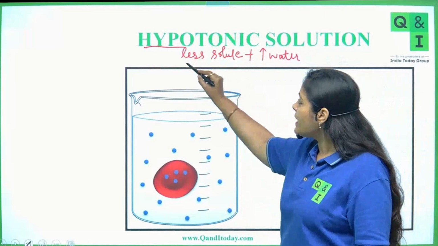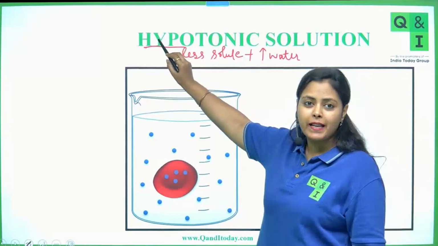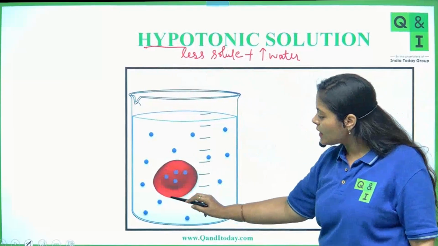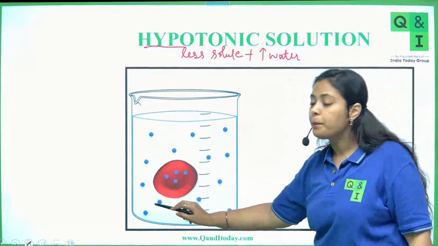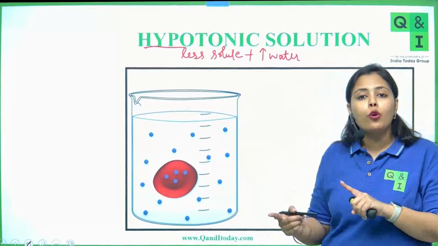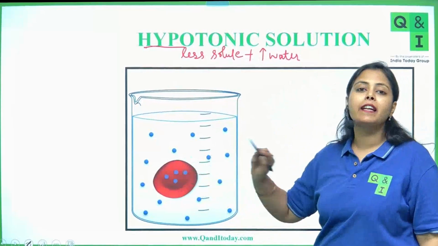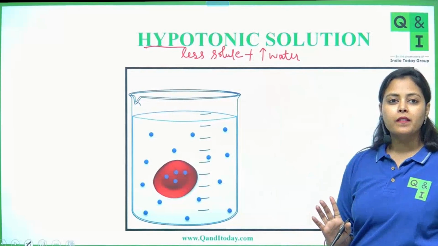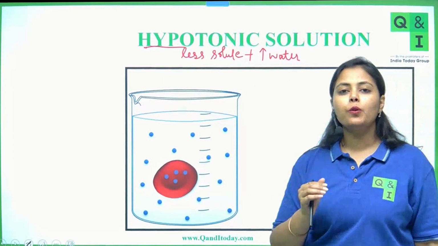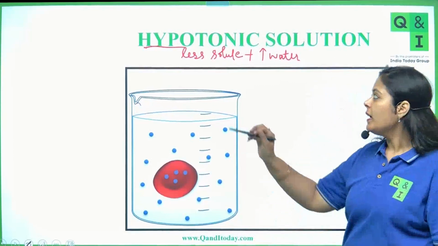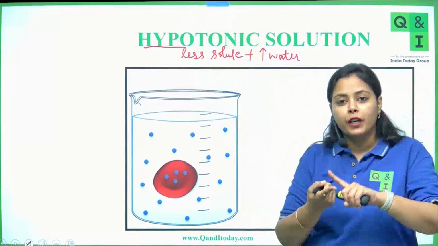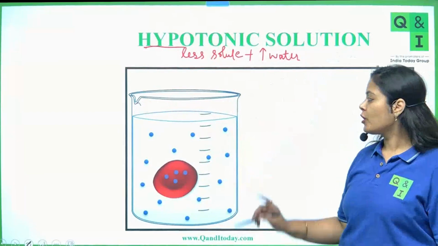So there would be less solute. Always remember, hypo means less. Less what? Less solute and more water. Now this is the cell. The cell is placed in a hypotonic solution. That means it is placed in a solution where the concentration of water is more than inside the cytoplasm. Got it, everyone? Most of you try to remember this by memorizing that hypotonic means less water. No, it is less solute and more water. So remember this always.